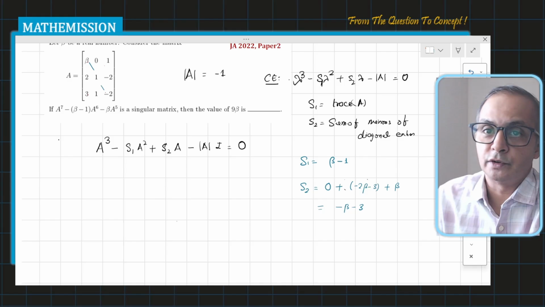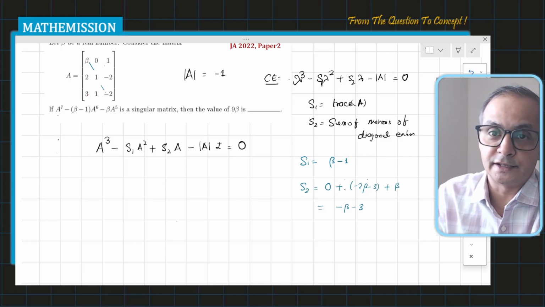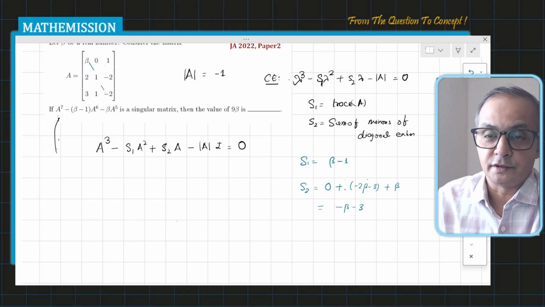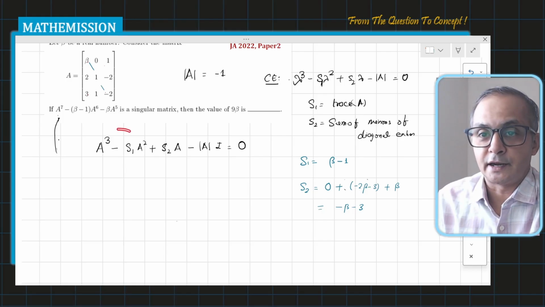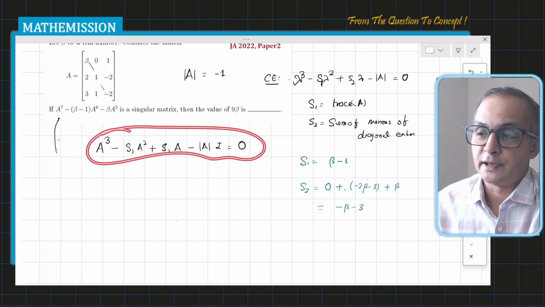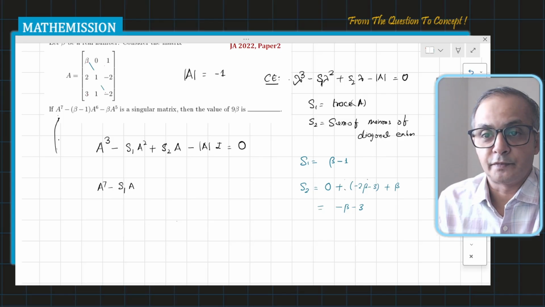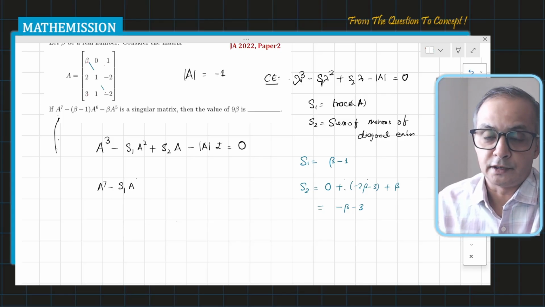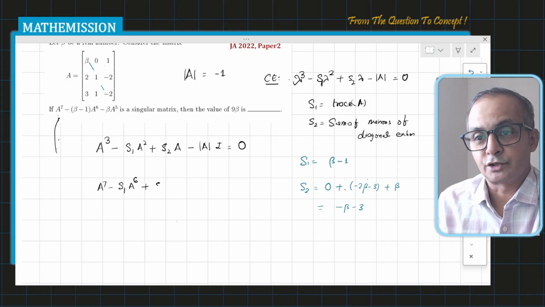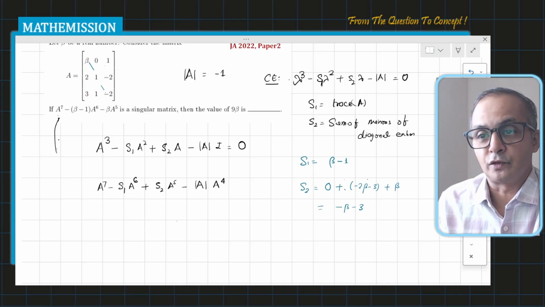So now I'm just trying to construct this matrix from here. I'm multiplying this entire equation by a to the power 4. So the first term will be a to the power 7, minus S1 a to the power 6, then S2 a to the power 5, and minus determinant of A into a to the power 4.